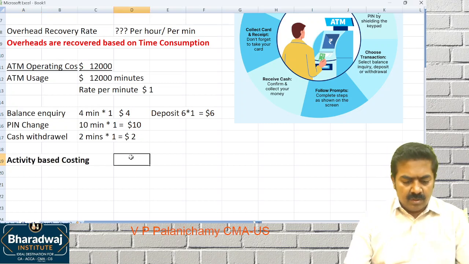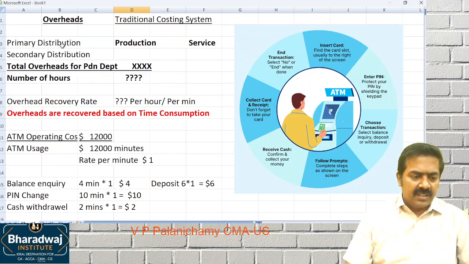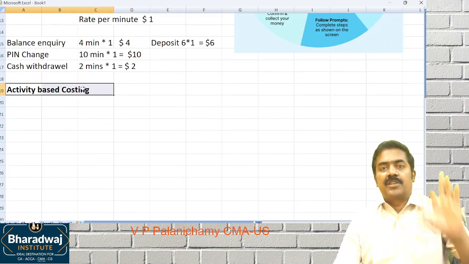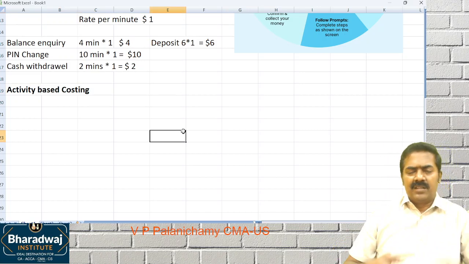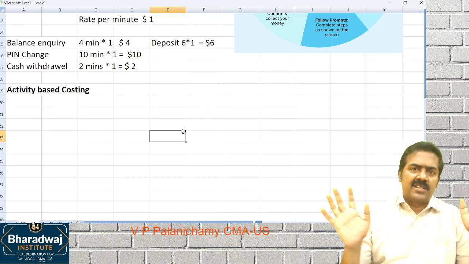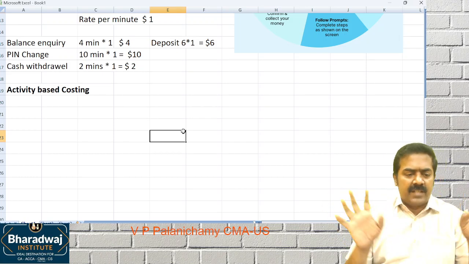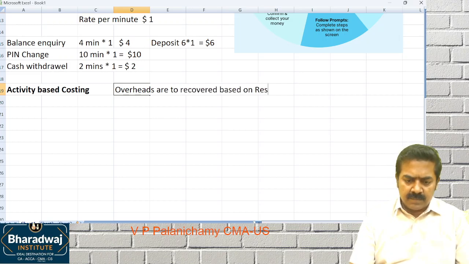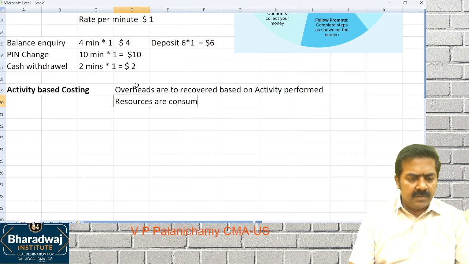According to activity-based costing, whether it is the traditional costing system or activity-based costing, there is no difference in charging direct cost to the customer. For example, whenever a customer comes with a job order, whether you follow the traditional method or the ABC method, direct cost will be the same. Direct material, direct labor and direct expenses will be the same. Only overheads are to be charged based on resources consumed, and resources consumed depend on activity performed.